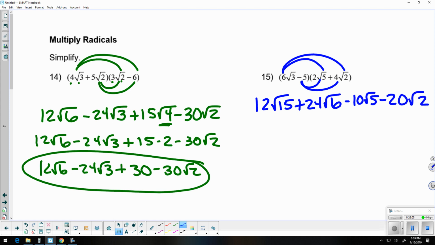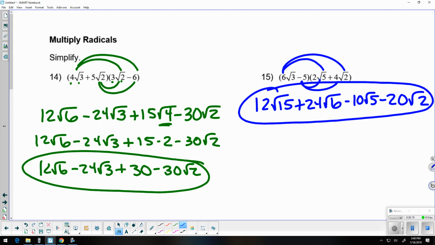And once again, it looks like I have no like radical terms. Nothing simplifies. You can't break anything down further. Square root 15, although it looks kind of big, does not simplify anymore. 6 doesn't, 5 doesn't, 2 doesn't. This would be my answer. But you want to check and see, do you have any like radical terms? Can I actually break anything down or combine it together? In this case, you can't.